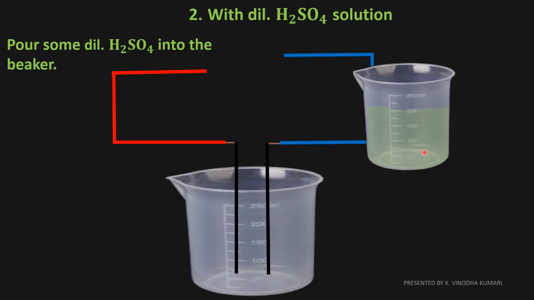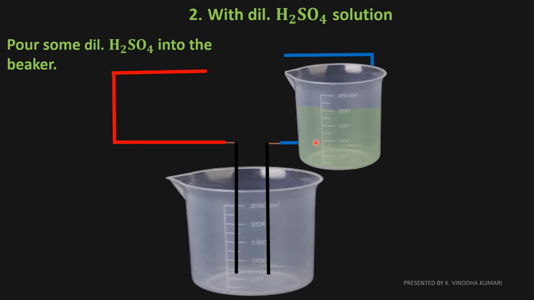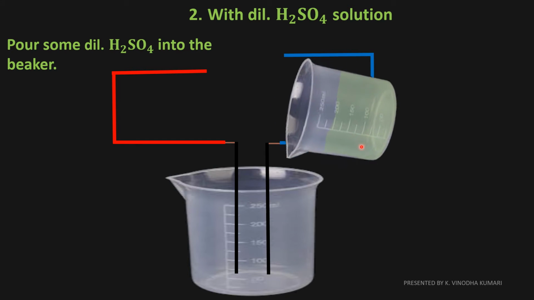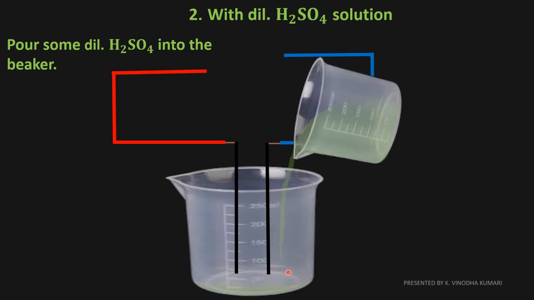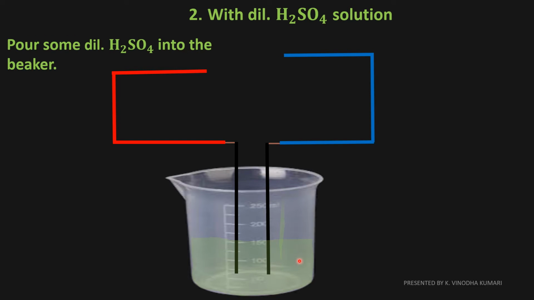The first solution we have taken is dilute HCl. Now we are taking H2SO4. We are taking an H2SO4 solution into the beaker and performing the activity similar to the one which we have done for the dilute HCl. This is dilute H2SO4. We'll continue the activity with this solution.